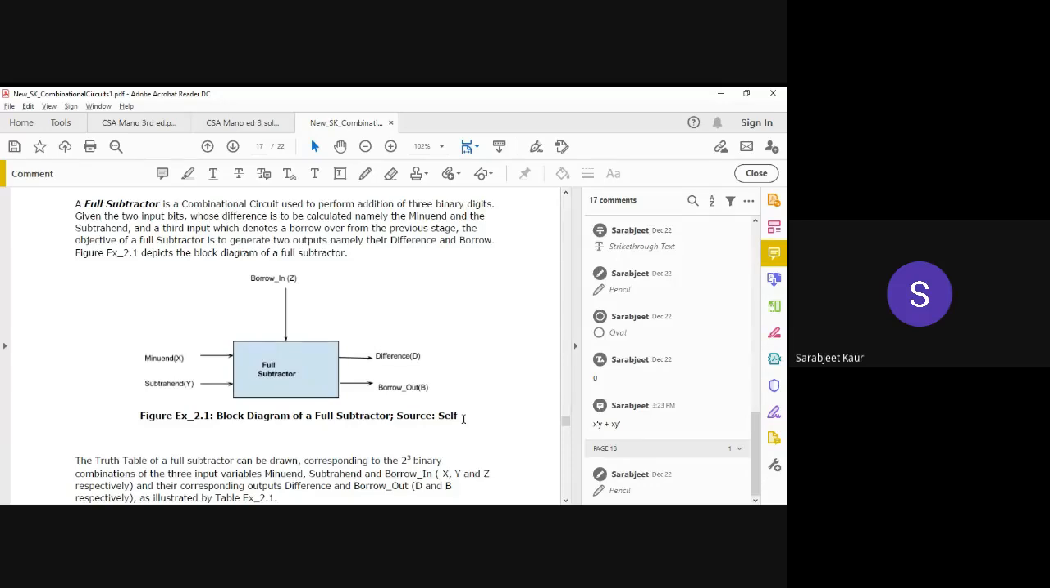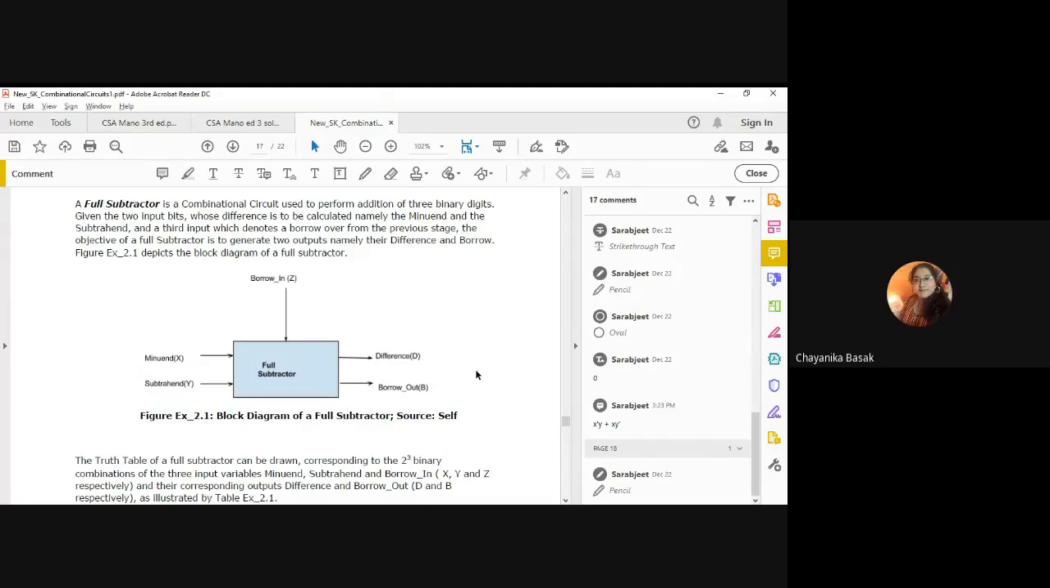Okay. This is the difference between the half subtractor and the full subtractor. The inputs this time are minuend and subtrahend as usual, and the third input we call the borrow in. And what are the two outputs? The outputs are again the same, the difference and the borrow, which enables us to draw the block diagram of the full subtractor. Is this clear?